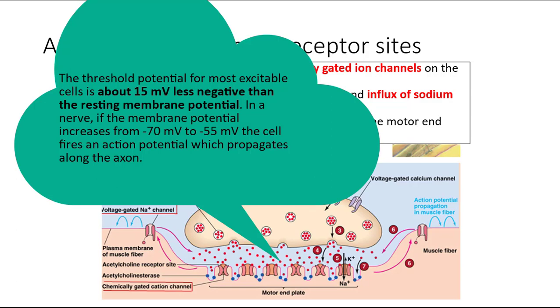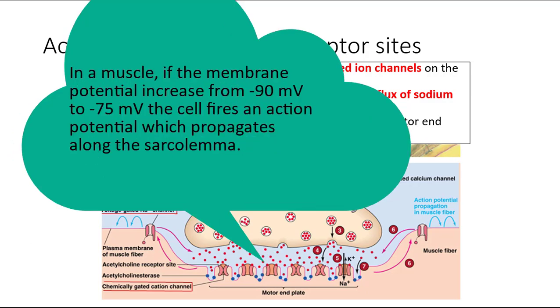The threshold potential for most excitable cells is about 15 millivolts less negative than the resting membrane potential. In a nerve, if the membrane potential increases from negative 70 millivolts to negative 55 millivolts, the cell fires an action potential which propagates along the axon. In a muscle, if the membrane potential increases from negative 90 millivolts to negative 75 millivolts, the cell fires an action potential which propagates along the sarcolemma.